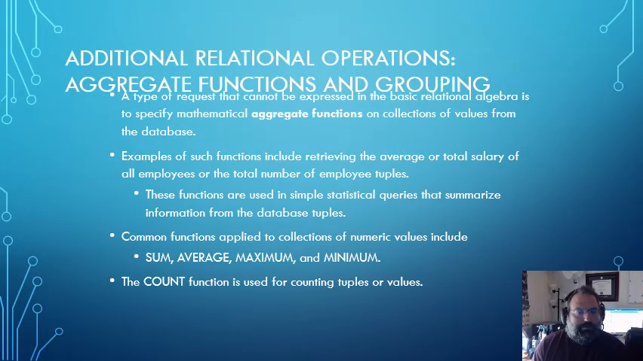Additional relational operations: aggregate functions and grouping. A type of request that cannot be expressed in the basic relational algebra is to specify mathematical aggregation functions on collections of values from the database. Examples of such functions include retrieving the average or total salary of employees or the total number of employee tuples. These functions are used in simple statistical queries to summarize information from the database tuples. Common functions applied to collections of numeric values include sum, average, max, and min. The count function is used for counting tuples or values.